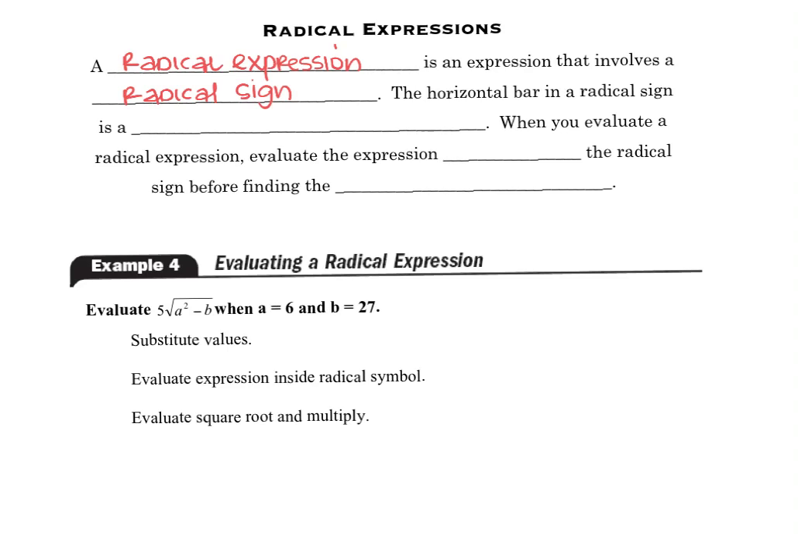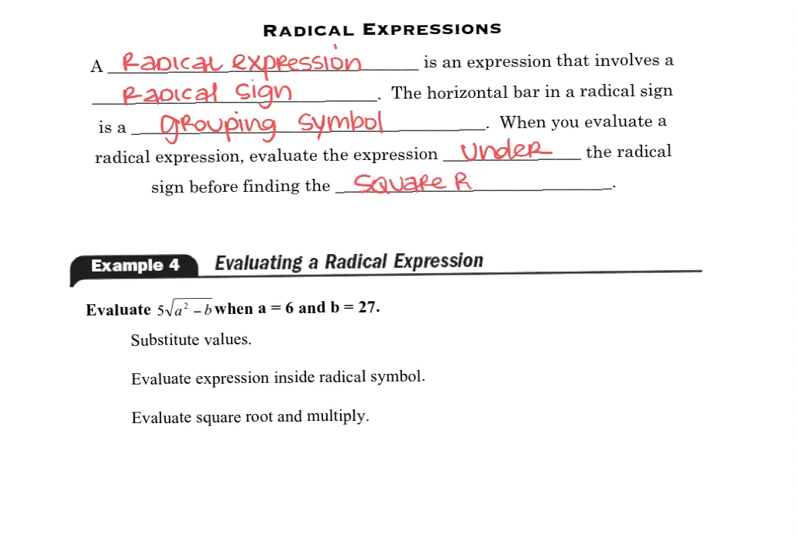The horizontal bar of a radical sign is a grouping symbol. Now, we've talked a lot about grouping symbols. Remember, grouping symbols come first in order of operations. It's like a parentheses or the fraction bar or the absolute value bars. So that's why it really does matter how far the square root sign extends, because everything under the square root sign has to be done first. So when you evaluate a radical expression, you will evaluate the expression under the radical sign before finding the square root.